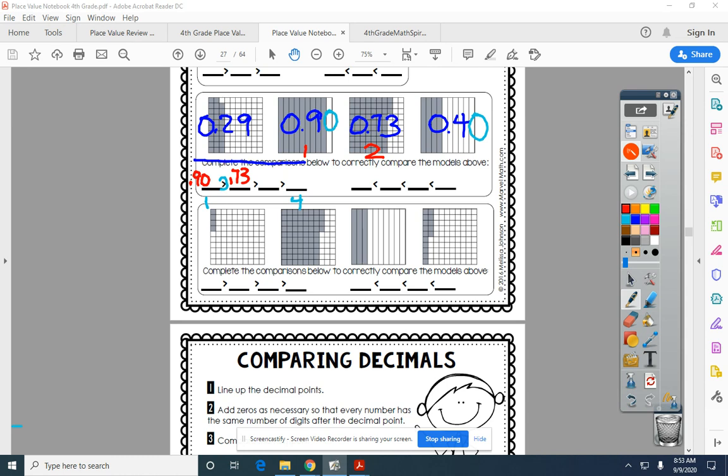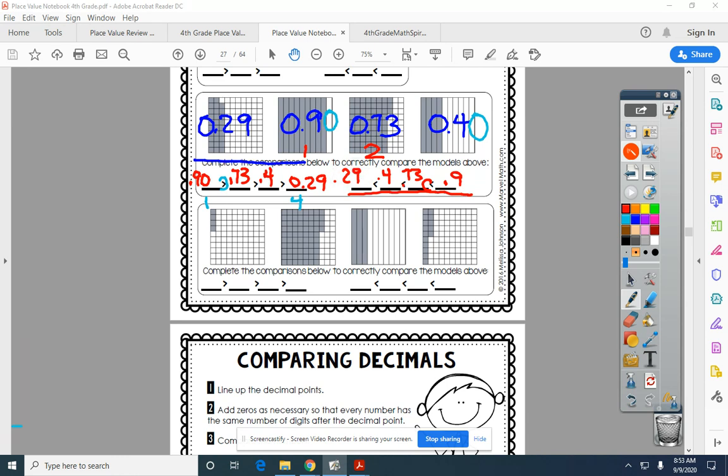And then what next, Andrew? So I'm just going to put 0.4. Okay, so that last will be 0.29, right? This right here is just doing it in the opposite direction with the greatest one at the end, right? So 0.9, 0.73, 0.4, 0.29.